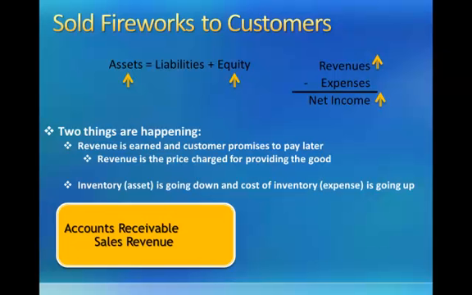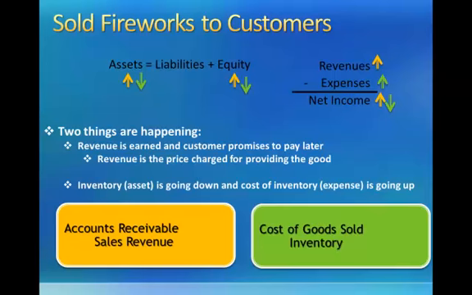What's happening here is, recall that an expense is the cost of providing a good or service. We had to pay for the fireworks when we purchased them in order to have the fireworks to sell to our customer. So the cost of the fireworks to us represents an expense. The expense goes up, net income goes down, and equity goes down. In addition, as we said before, inventory is going down because we're sending the inventory to the customer.